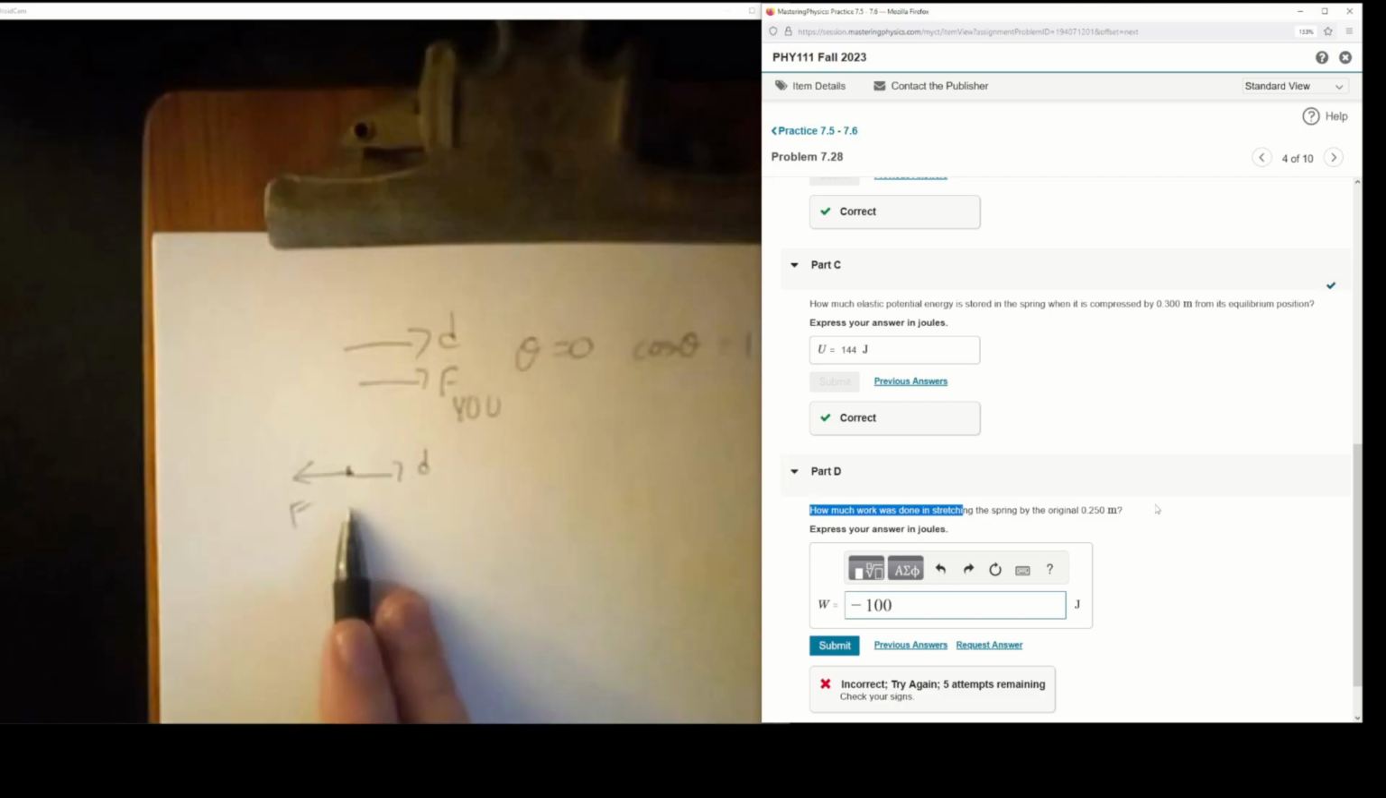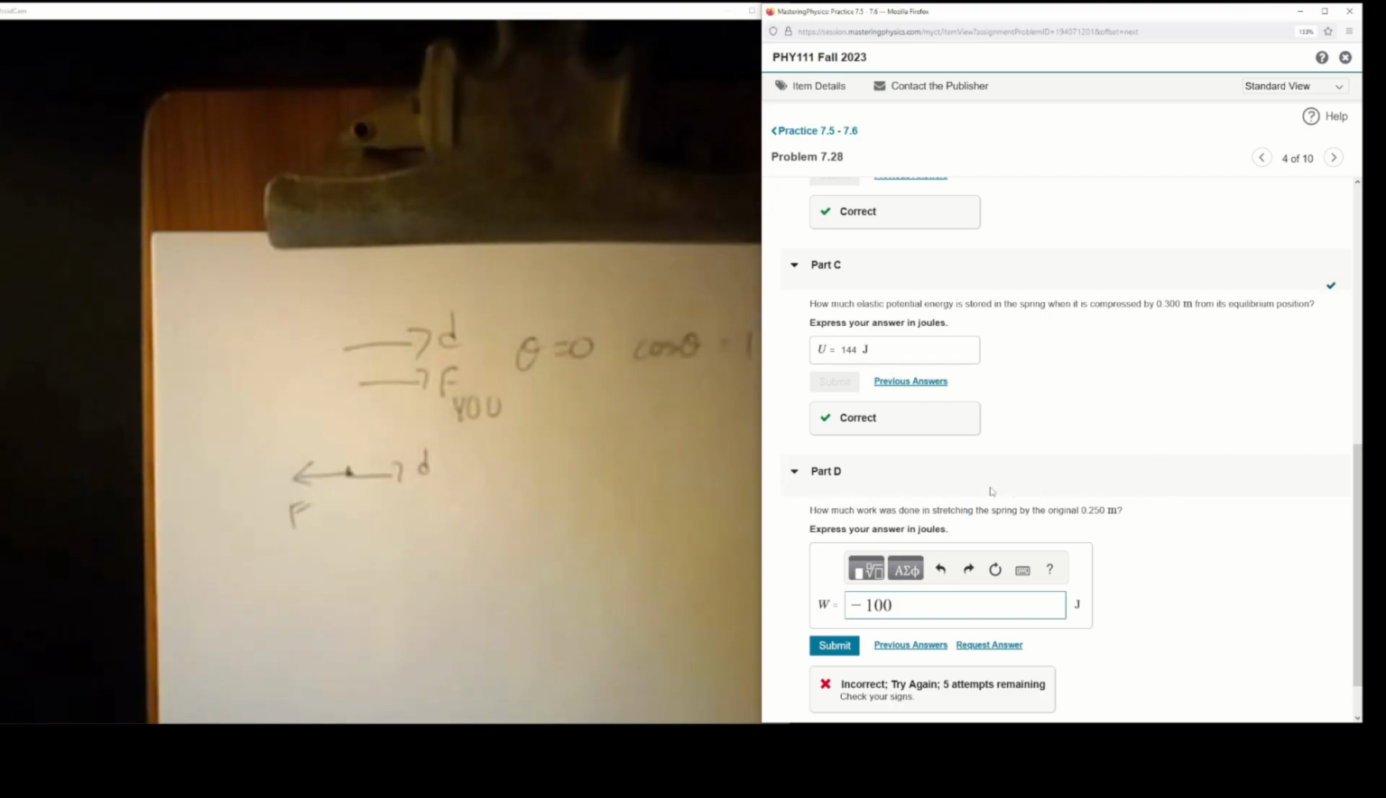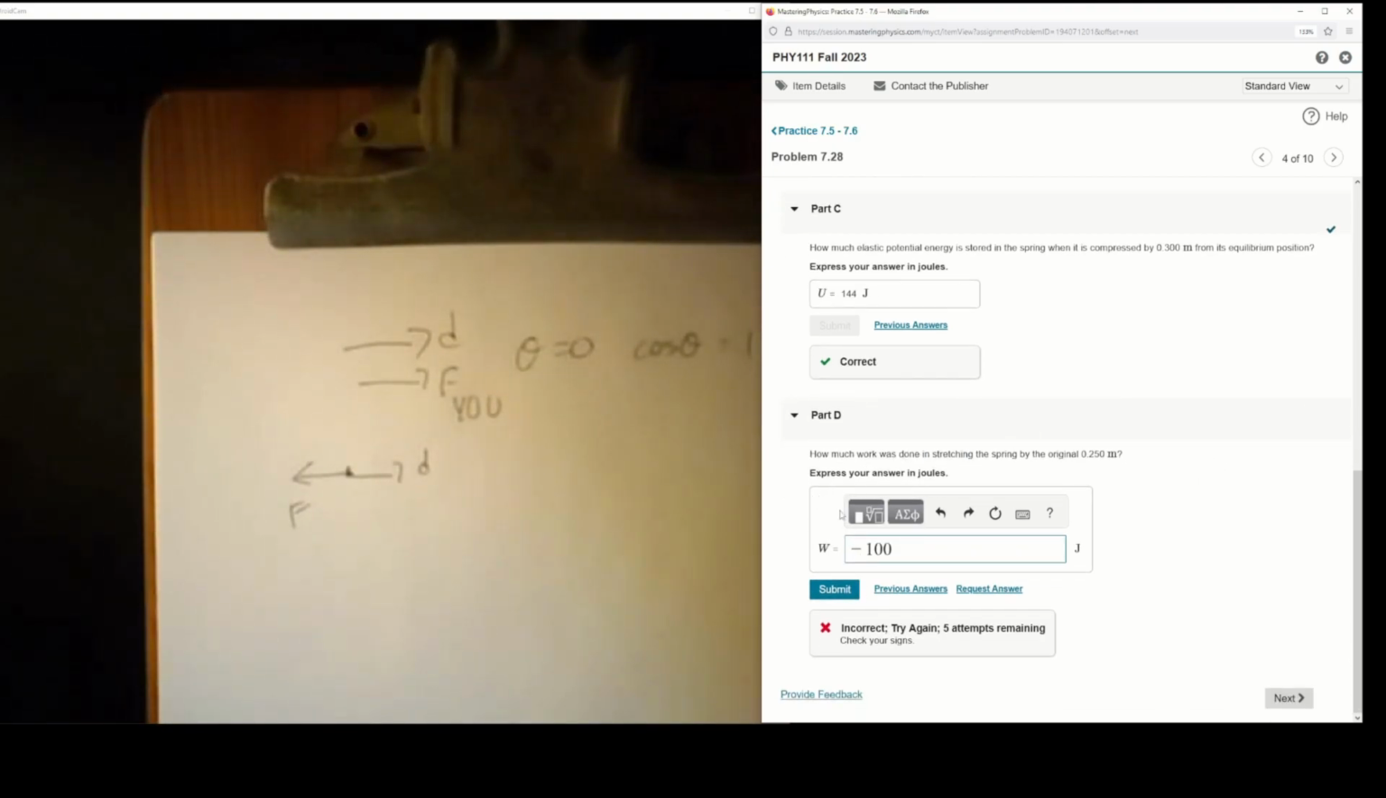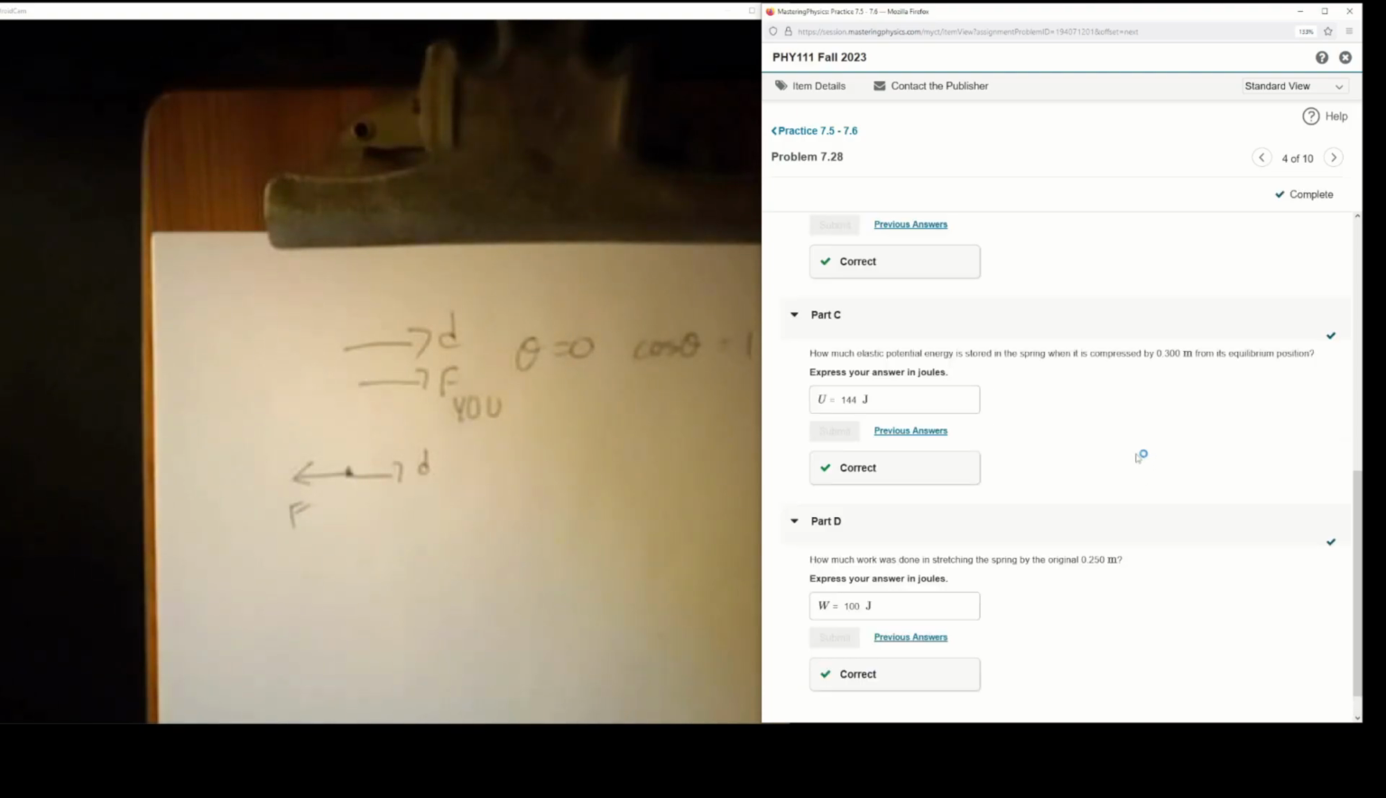So I initially read part D as being the work the spring is doing, but since they're not accepting the minus sign, they're actually asking how much work you are doing. It would have been nice if they had the word maybe "you" in here. How much work are you doing on a spring? Because then that would be positive. But the work being done by the spring is actually negative here.